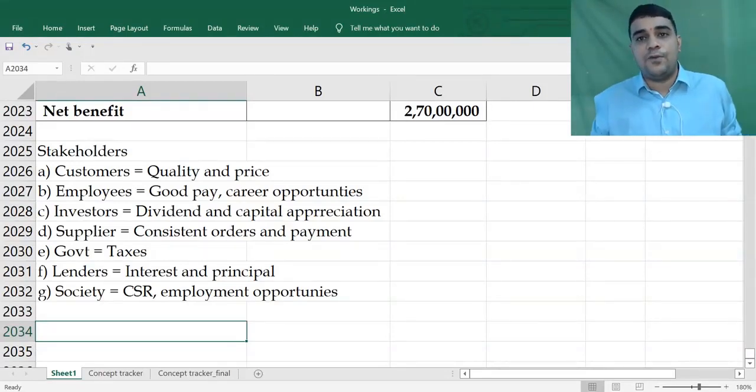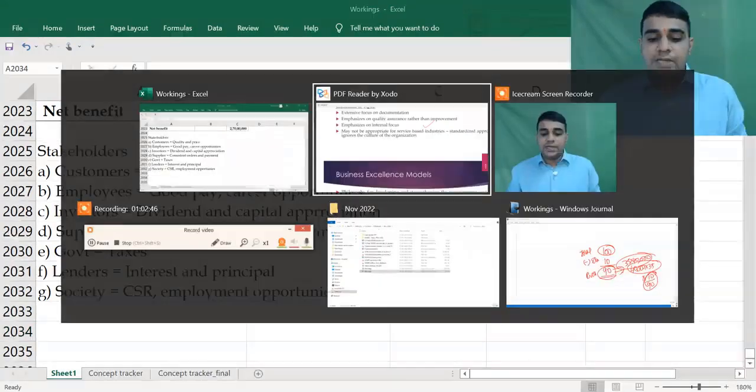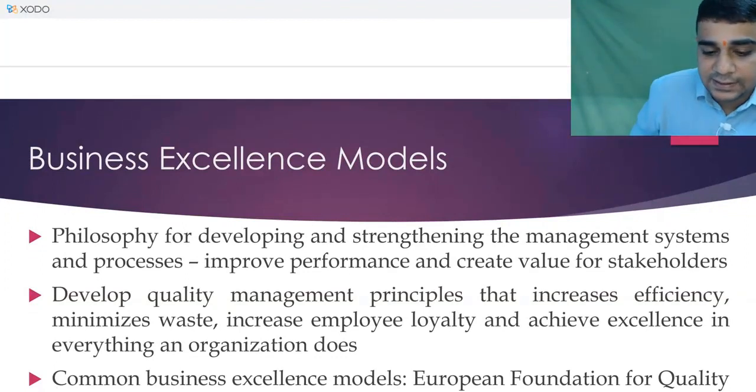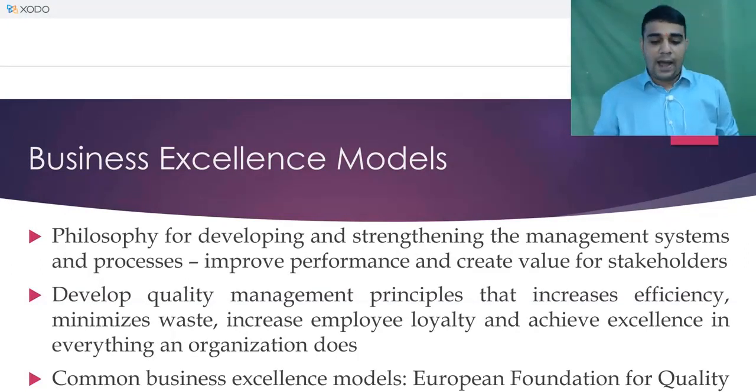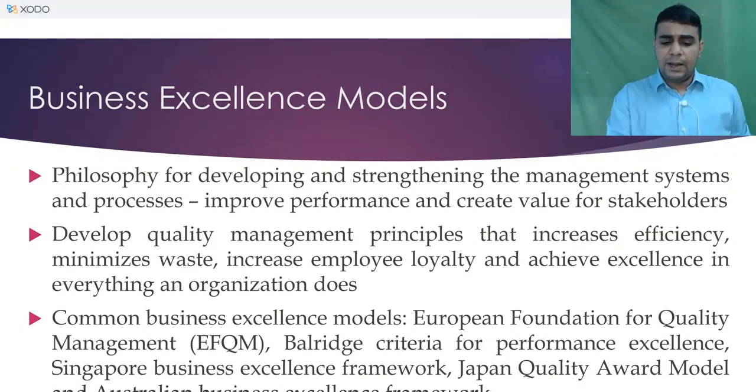What does business excellence model focus on? Strengthening the management and information systems of an organization so that you create value for all stakeholders in a company. The objective is a philosophy for developing and strengthening the management systems and processes, improve value and create value for stakeholders of a company. And you will have to focus on everyone. Develop quality management principles that improve efficiency, minimize waste, increase employee loyalty, and achieve excellence in everything an organization does.